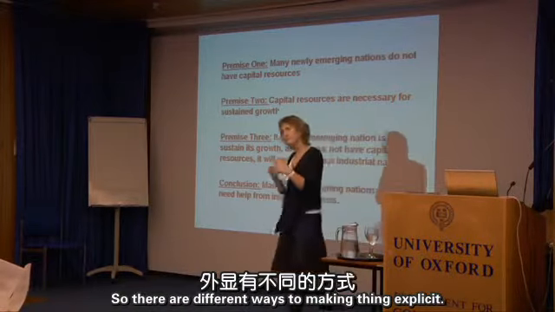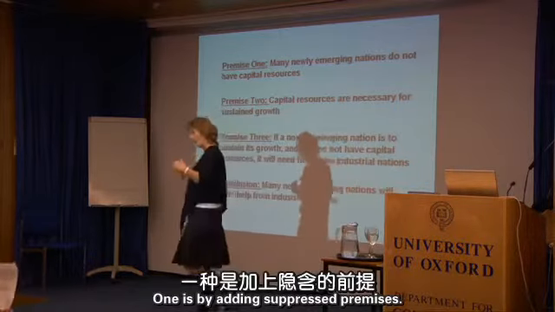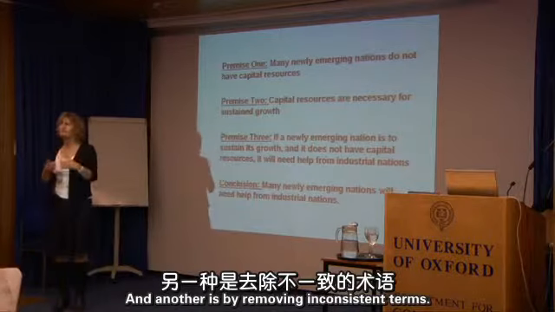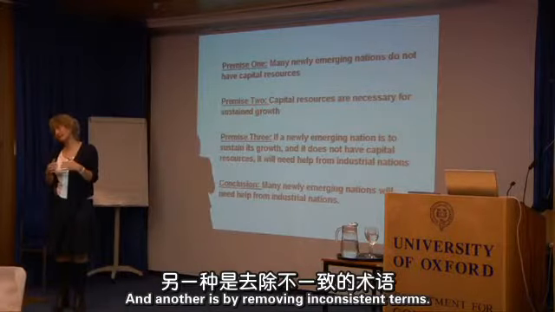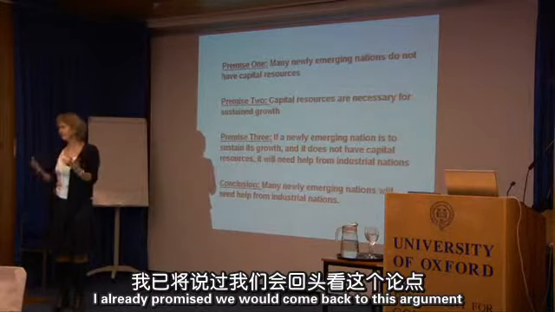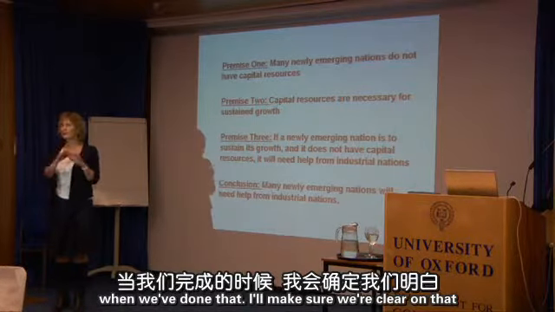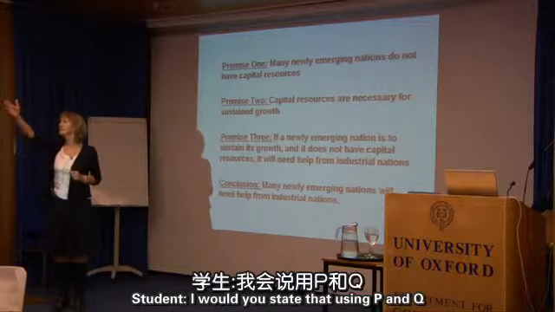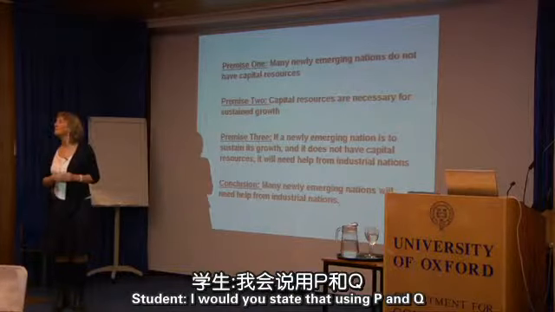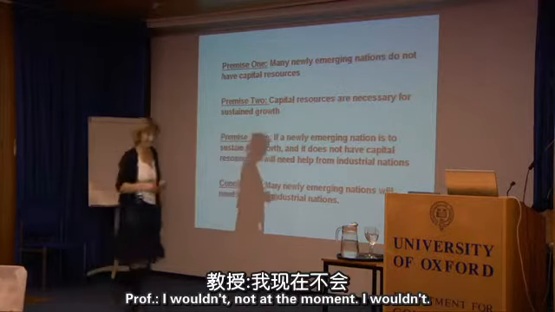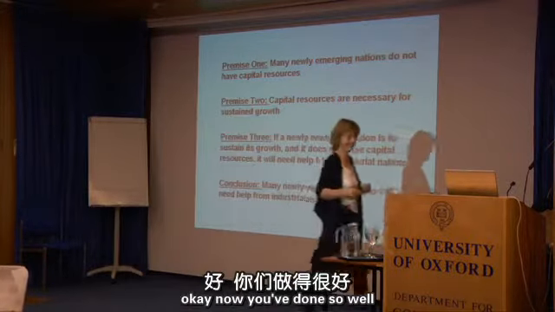So there are different ways of making things explicit. One is by adding suppressed premises, and another is by removing inconsistent terms. And I've already promised we'll come back to this argument when we've done that and make sure that we're clear on that. How would you state that using P and Q? I wouldn't. Not at the moment, I wouldn't.